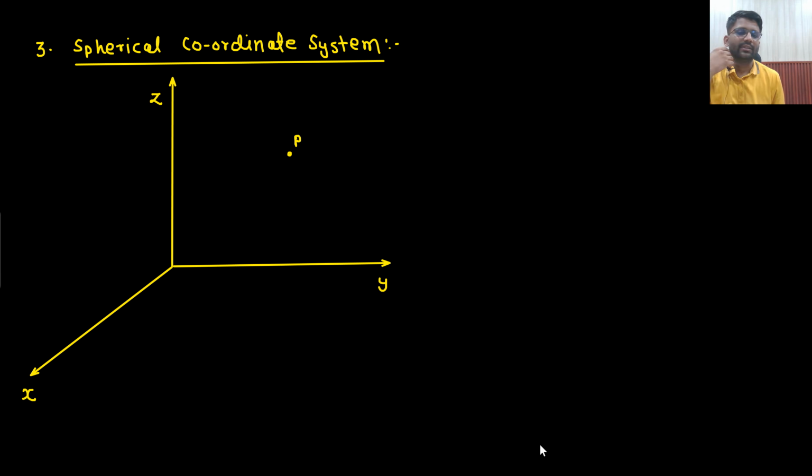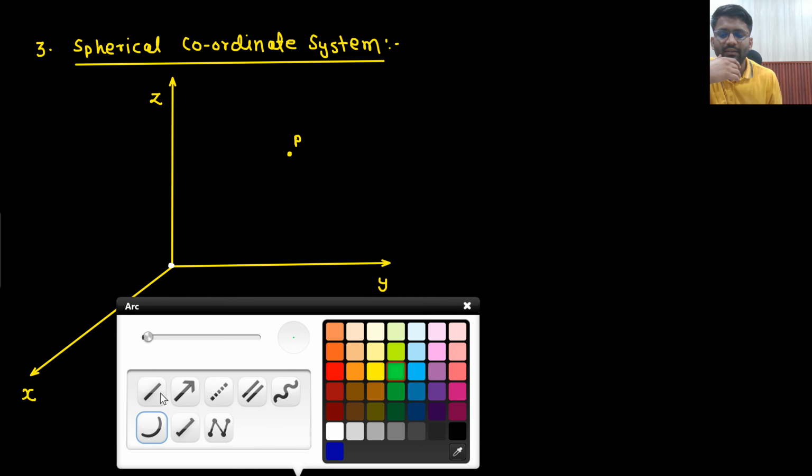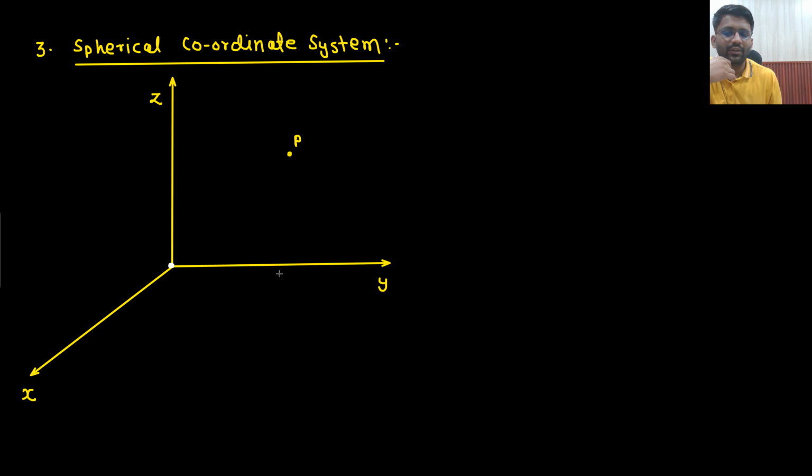Next, spherical coordinate system. Again, you need to reach the point P. Your friend said you are at the origin, and he is at this point. Your friend said that from the origin you cover the distance r, and you will reach him.